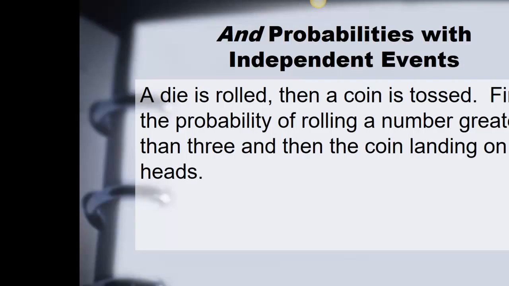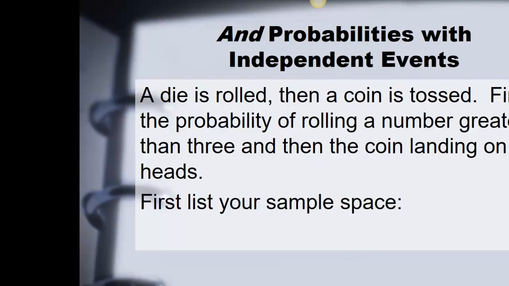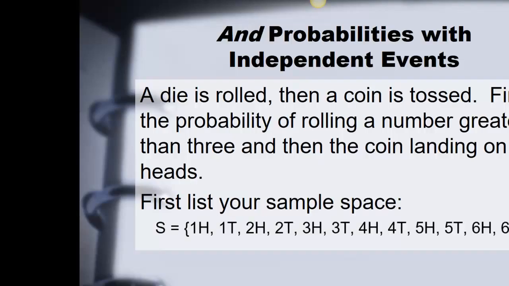A die is rolled, then a coin is tossed. Find the probability of rolling a number greater than 3 and then the coin landing on heads. First, we're going to list our sample space. So notice we're looking at all numbers greater than 3 when we're rolling a die, and then the coin landing on heads.